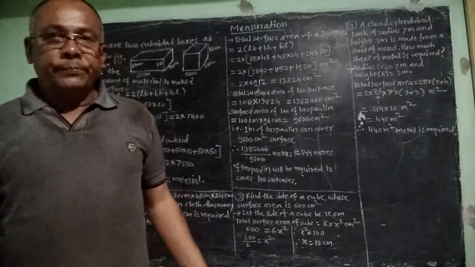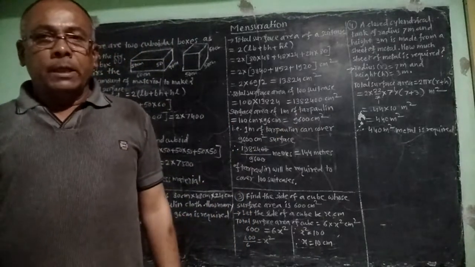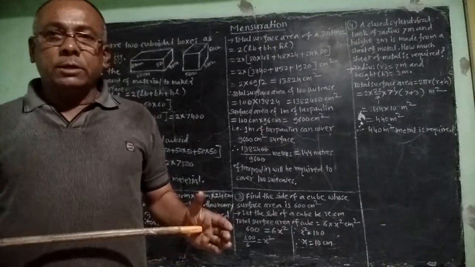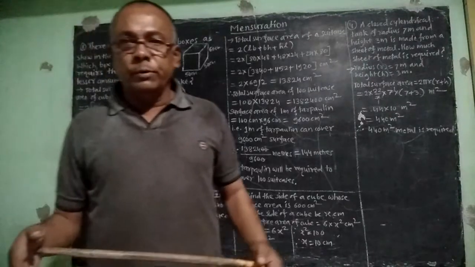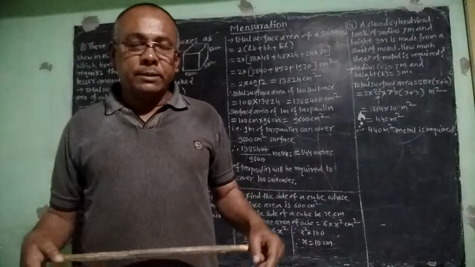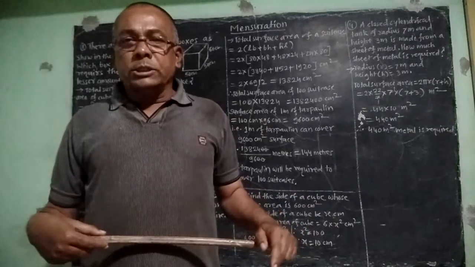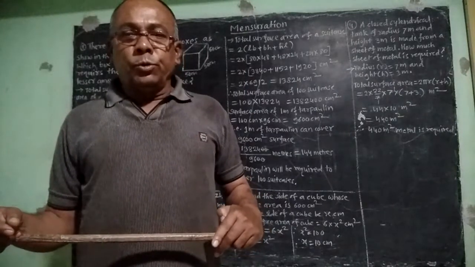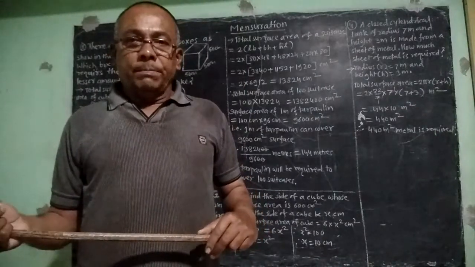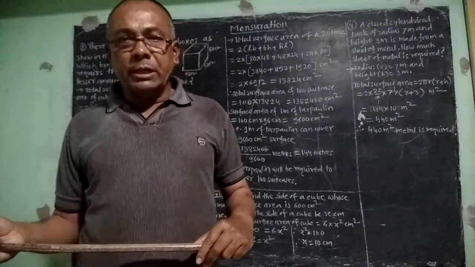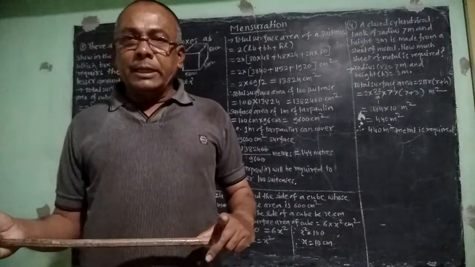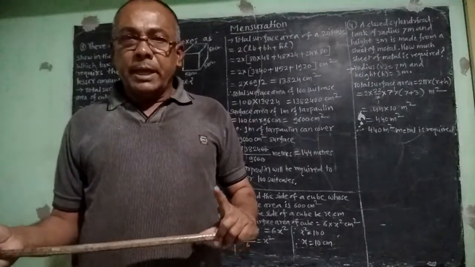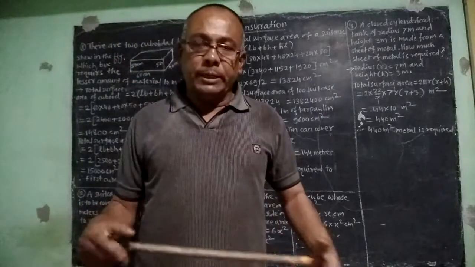Studying our topic mensuration, in which we have learned about the total surface area of cube, cuboid and cylinder. The total surface area of a cuboid is 2 into bracket LB plus BH plus HL, where L is the length of the cuboid, B is the breadth and H is the height of the cuboid.